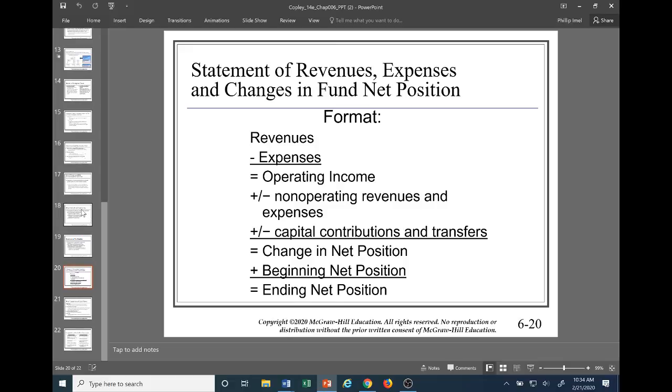So we have revenues minus expenses, and we have operating income, right? So after operating income, then we can have plus or minus non-operating revenues and expenses, and then plus or minus capital contributions and transfers.